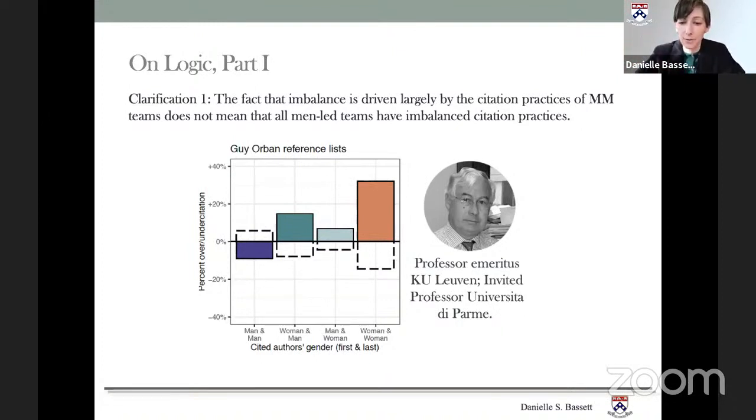Professor Emeritus at KU Leuven, Guy Orban, has a citation practice that's kind of inverted. On average, Guy tends to undercite man-man papers. Guy's reference list citation patterns are in color and the expected are in the dashed lines. So Guy tends to undercite man-man papers and tends to overcite women-women papers. Here's a counterexample just to emphasize that even though a category may be driving an effect, that doesn't mean that every single person in that category is driving the effect.